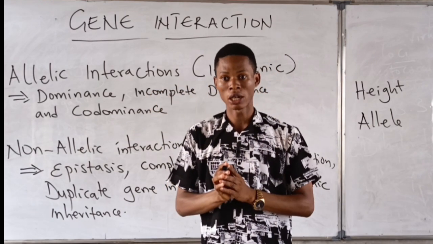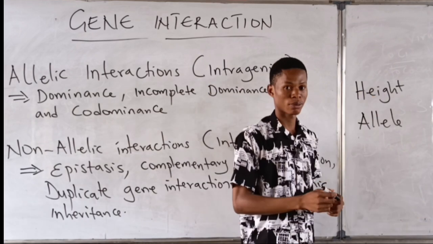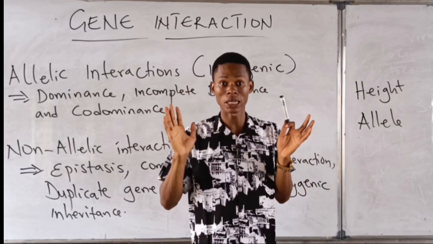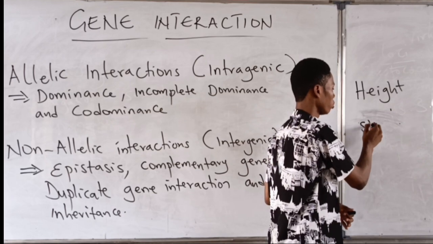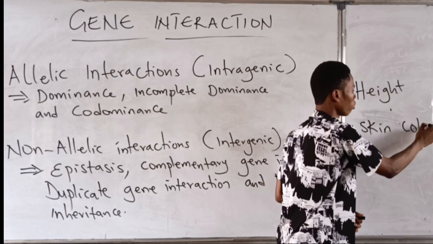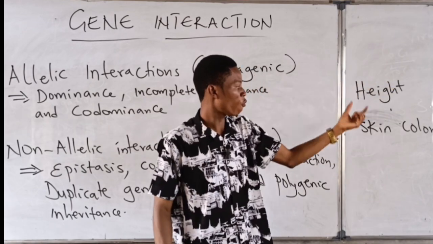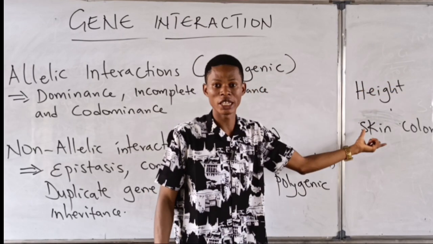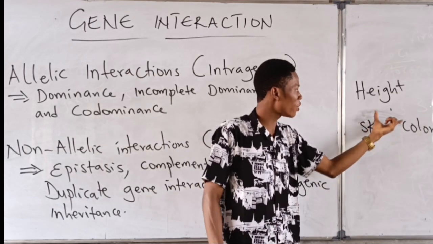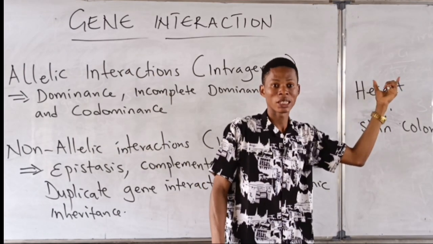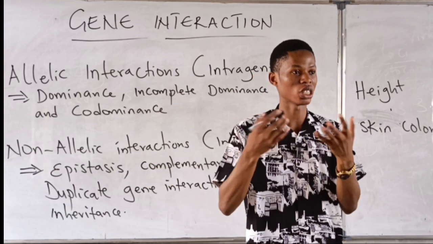Let me take it physical now. If we are looking at the gene that codes for height, if something like that exists, and the gene that codes for, let's say, skin color, if the gene here affects the way this other gene is expressed, or the gene here affects the way this other one is expressed, that is what we call what? Gene interaction. It's just like communication, interaction.